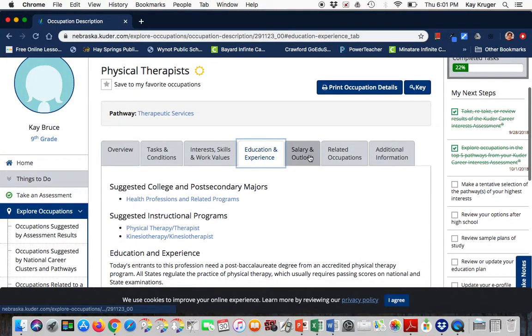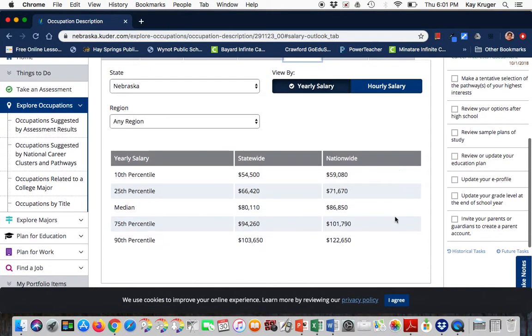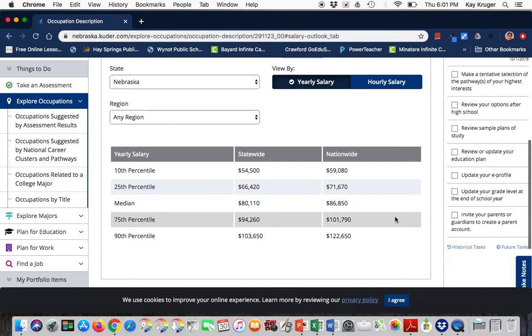The next question asks about your salary. And your salary, I want you to list as a range. So that would be the lowest number to the highest number that can be earned. And I want you to list it for both the state as well as for the U.S. So in Nebraska, a physical therapist averages or has the range of salary between $54,500 to $100,650. In the U.S., that salary range is $59,080 to $122,650.